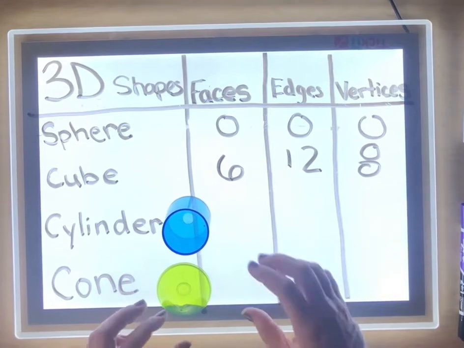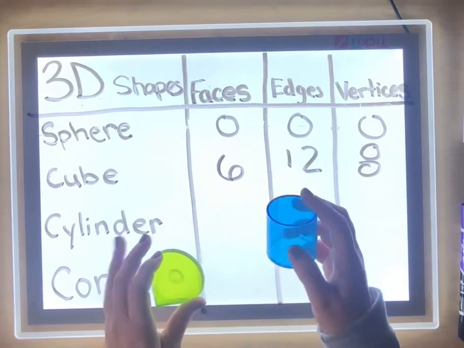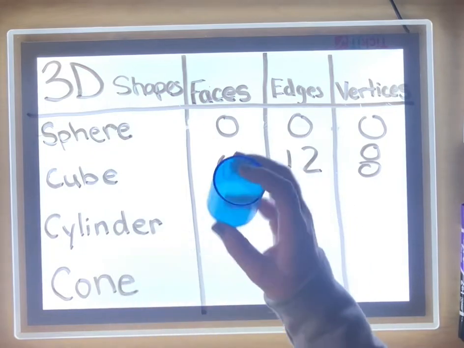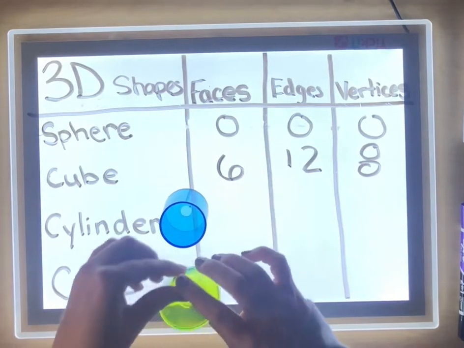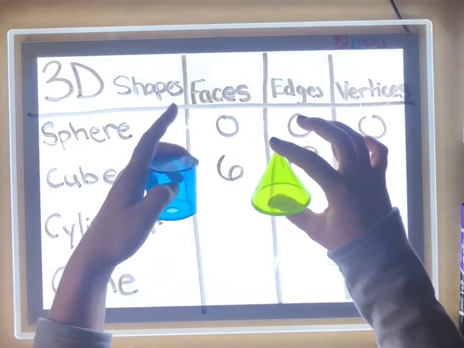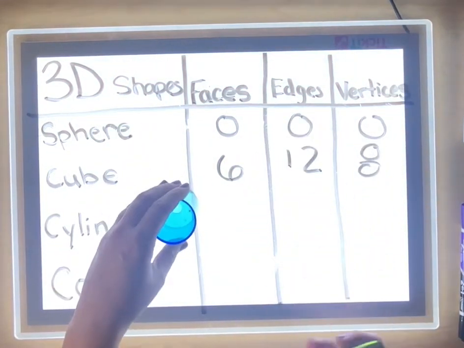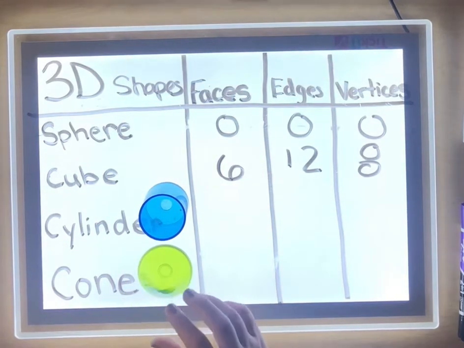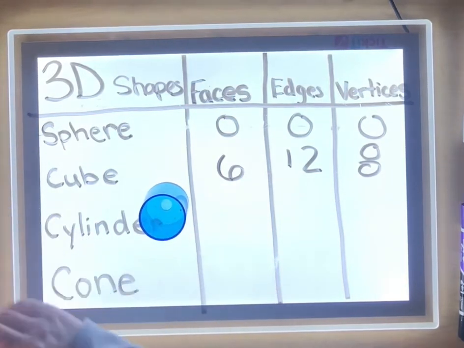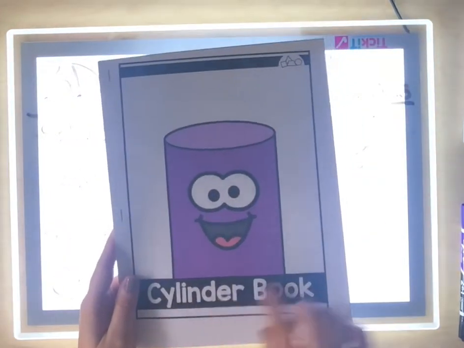Today we're going to talk about two more shapes. This is a cylinder and this is a cone. Check it out. We have a cylinder and a cone. I'm going to introduce to you the cylinder first, so I'm going to put my cone away. This is the cylinder. I'm going to introduce him with a book. The cylinder book.